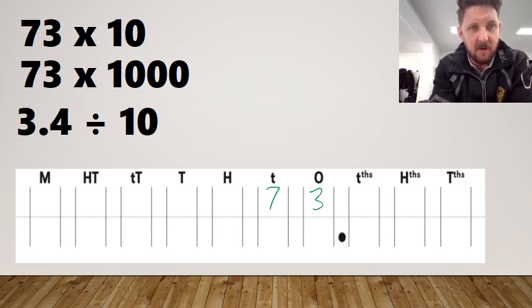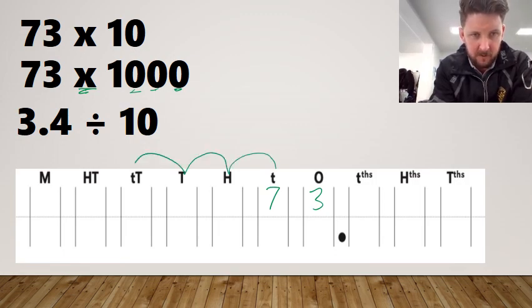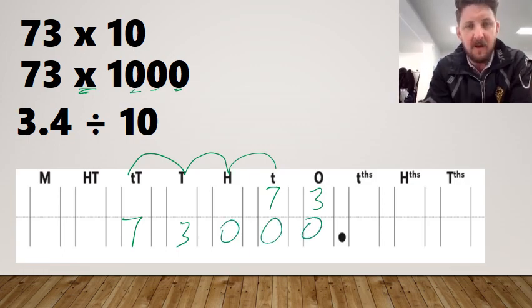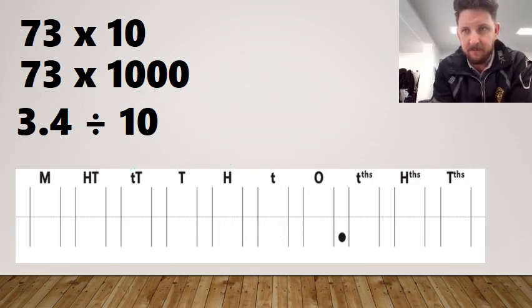73, we're going to go. Multiplying next, that means bigger. 1, 2, 3 zeros. We're going to go to the left to make it bigger. So we're going to jump 1, 2, 3, 73, 0, 0, 0. So my answer is 73,000. Once again, if you haven't got this one right, stop the video, try the next one again.